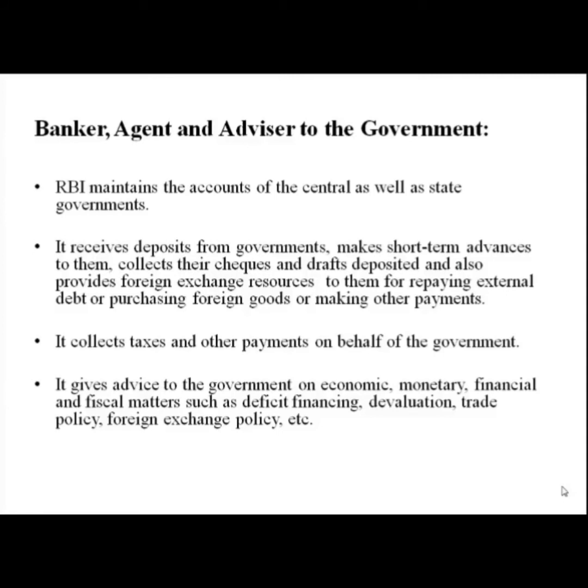As an advisor to the government, RBI advises the government on matters related to economic, monetary, financial, and fiscal issues such as deficit financing, devaluation, trade policy, foreign exchange policy, etc. So that was how RBI acts as a banker, agent, and advisor to the government. Of course, a government would also require banking services, as we all do need. So that's what RBI does for the government.